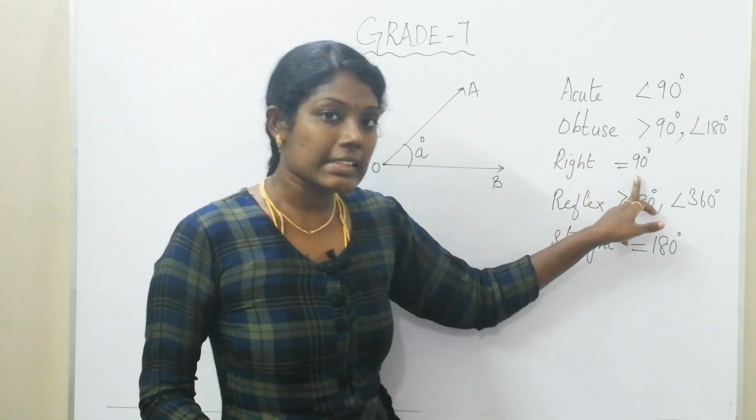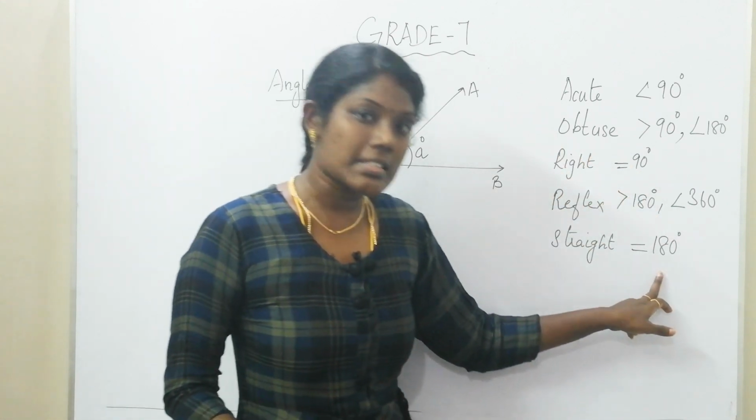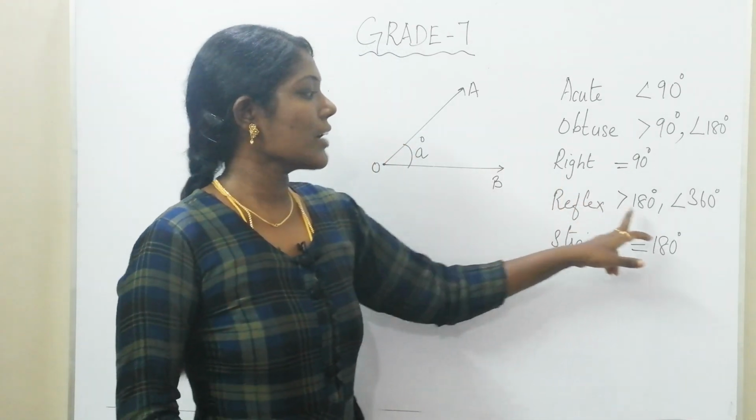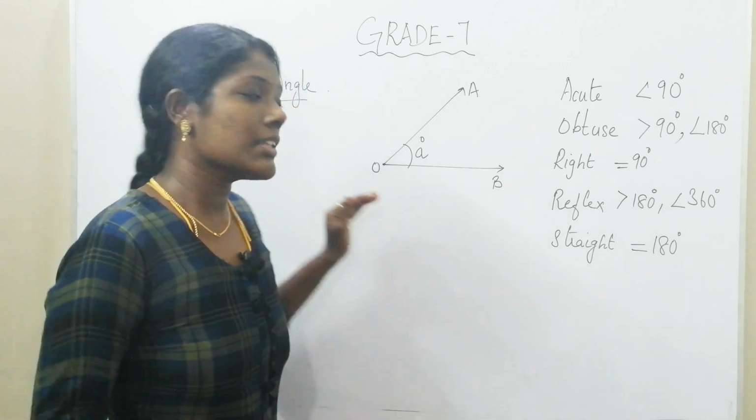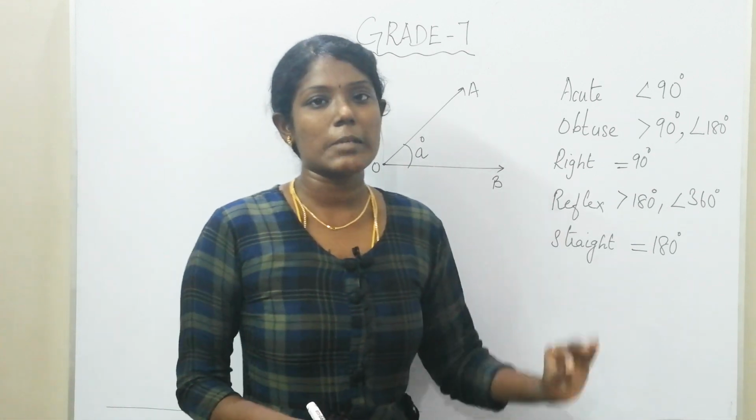Right angle, it is exactly 90 degree. Straight angle, it is exactly 180 degree. And reflex angle, which is greater than 180 degree but less than 360 degree. So these are the types of angles, basic types of angles.